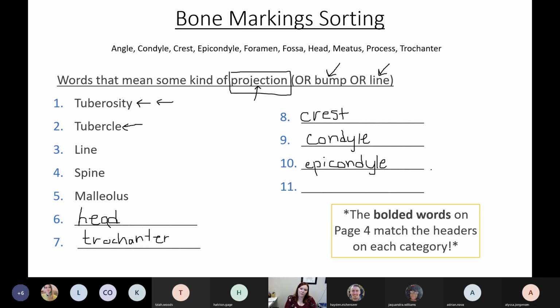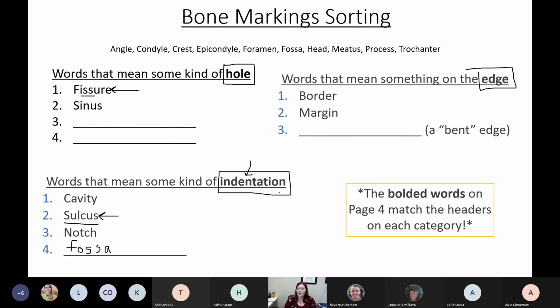So here's what I want to point out. We have not labeled the skull yet, and I'm going to leave that to you to do with your guided lesson or to do with Google Images. I don't care. We need to figure out which of those last words that are left is my last projection. We need to figure out which of those words from labeling the skull means some kind of hole or means something on the edge. Just like we did with all those things for the femur, you now need to do that for the skull to get these words sorted out.